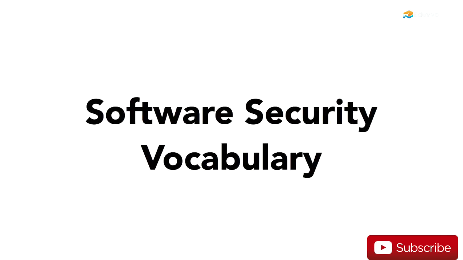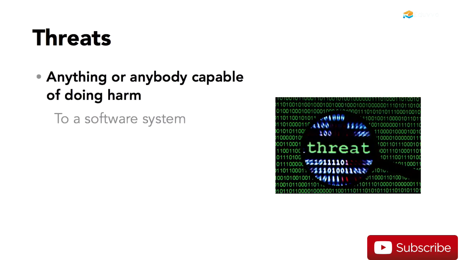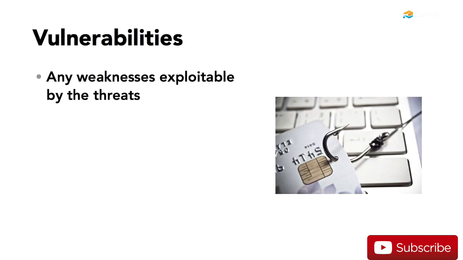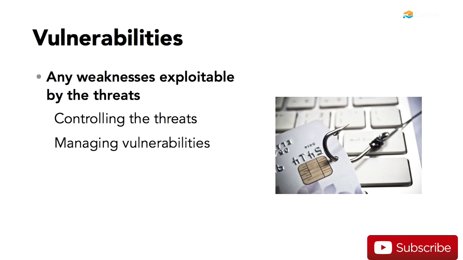A critical part of preparing yourself as a competent software security professional is to learn the terms used in the field. Threats are anything capable of doing harm to your software system. Vulnerabilities are any weaknesses exploitable by the threats. Controlling the threats is almost impossible, while managing vulnerabilities is much more feasible. This is why many organizations today focus on vulnerability management.